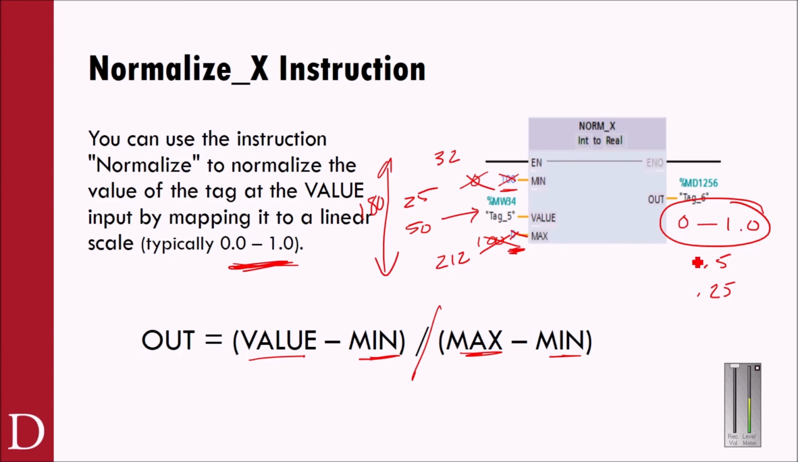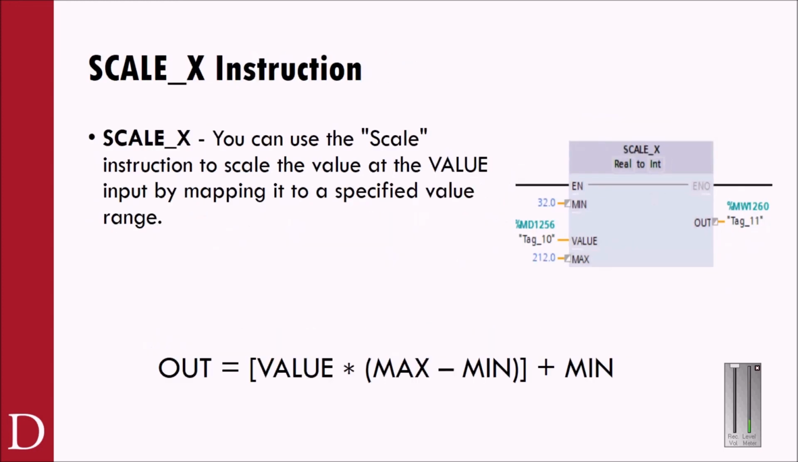Where am I at in that range? Am I halfway up that range? Am I down at the bottom of that range? 32 coming in should give me a 0 out because that's at the bottom of the range, right?